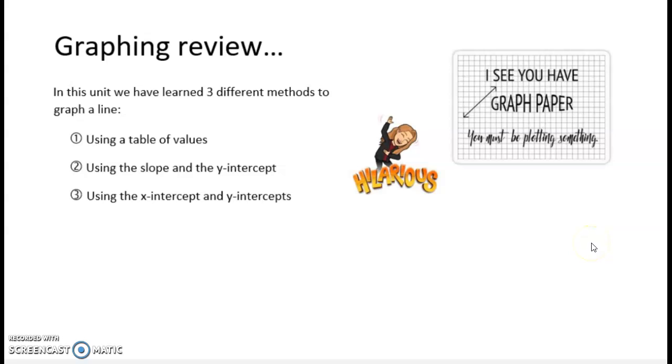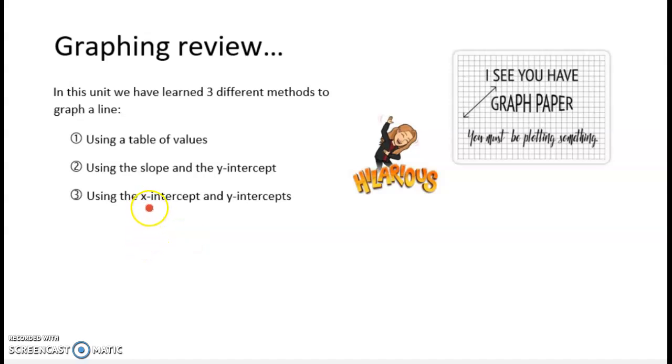Hey class! Today we are doing graphing review. In this unit we have learned three different methods to graph a line. The first one is using a table of values. The second one is when we use the slope and y-intercept, that was the y equals mx plus b. And then the third one is when we had the x-intercepts and y-intercepts.